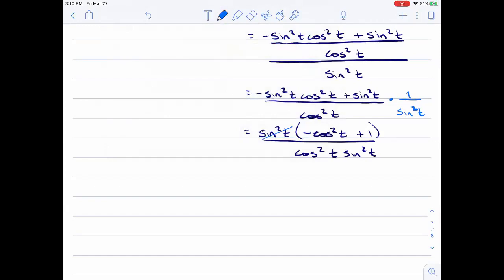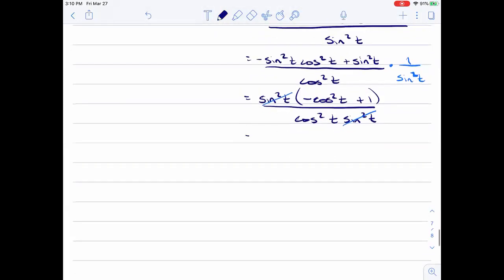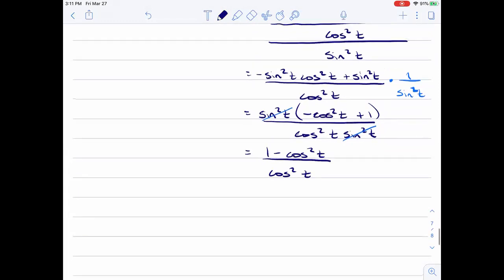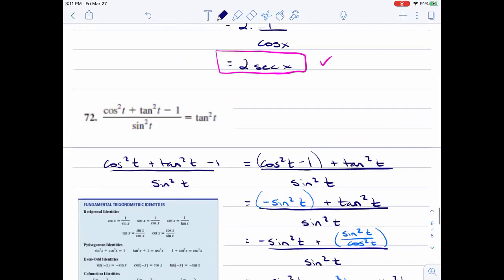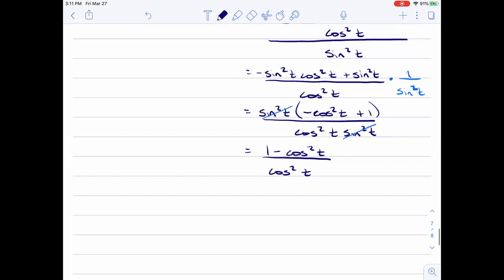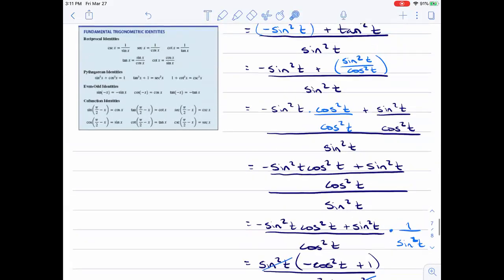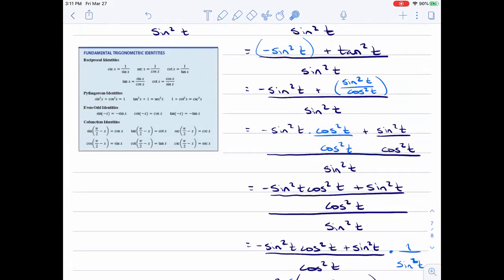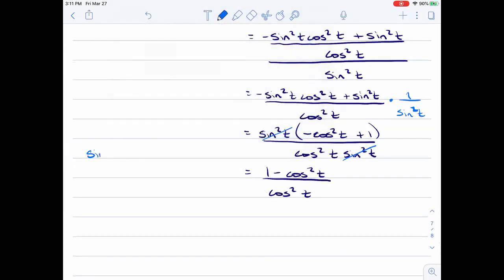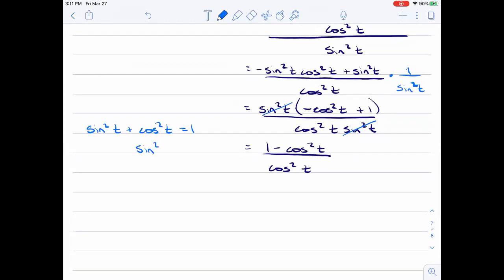Now, because I've pulled out this common multiple, I can cancel those. And so now I can rewrite this as 1 minus cos squared t over cos squared t. Okay, let me just remind myself where we're going here. Just tan squared. Okay, well, we are there. Why are we there? Because 1 minus cosine squared, again using sine squared plus cos squared as 1, right? Sine squared t plus cosine squared t is 1. So 1 minus cosine squared t is sine squared t, which is what I'm using here.